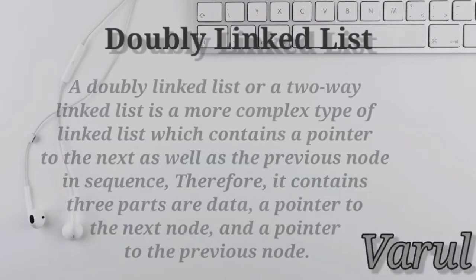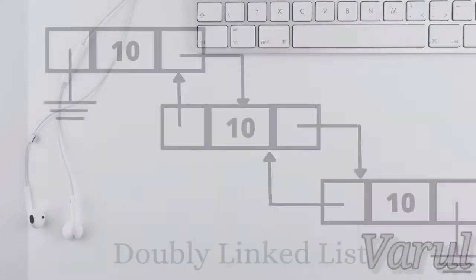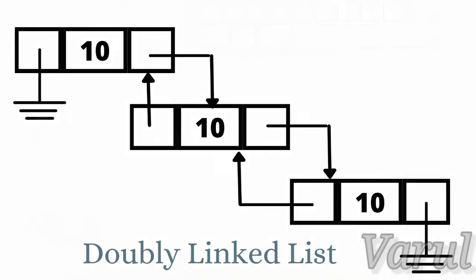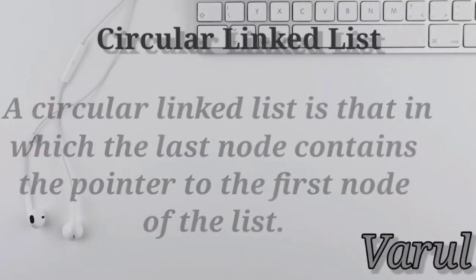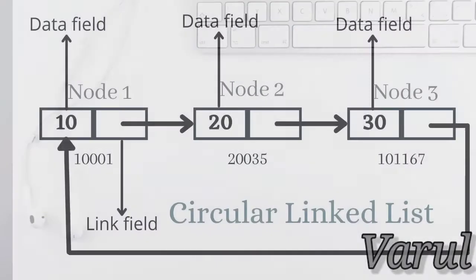Doubly linked list is a linked list in which each node contains a data part and two link parts, one for the previous node and the second for the next node. In circular linked list, the last node of the list holds the address of the first node of the list, hence forming a circular chain.